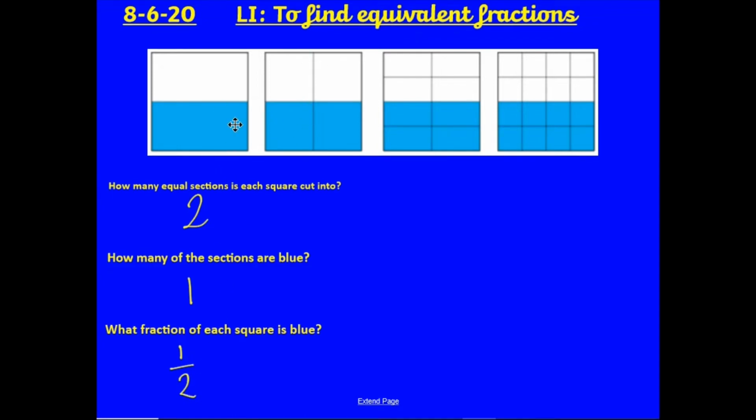Let's have a look at this one here. So how many sections are there? There's 1, 2, 3, and 4. So 4 sections. 2 are blue. What fraction of the square is blue? It is 2 out of 4.